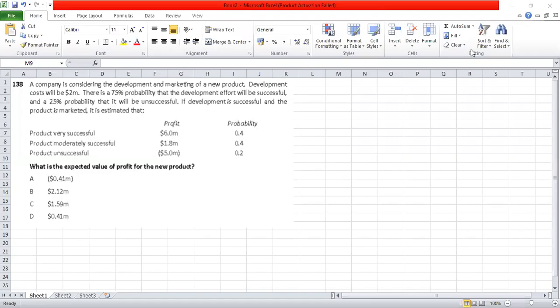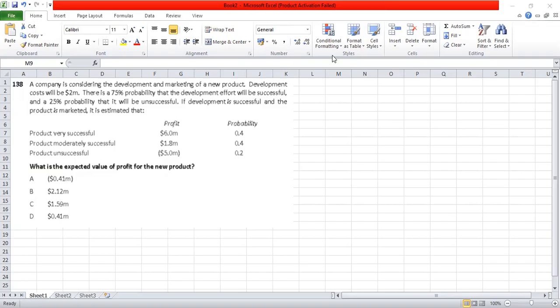A company is considering the development and marketing of a new product. Development cost will be 2 million. There is a 75% probability that the development effort will be successful and a 25% probability that it will be unsuccessful. If development is successful and the product is marketed, it is estimated that profit and probabilities are given. The product will be very successful, it will be moderately successful, it will be unsuccessful. What is the expected value of the profit for the new product?